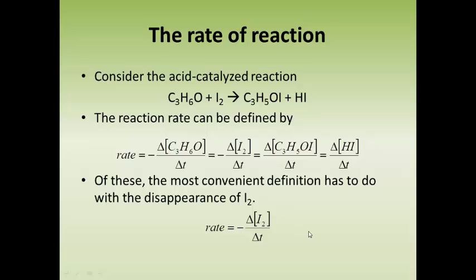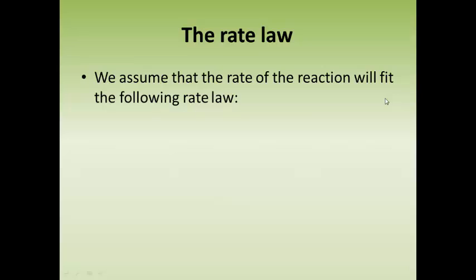The rate law, then, we can determine by measuring the rate of the reaction and assuming a form and seeing if, in fact, the data supports the form that we have assumed. So the form that we'll assume is that the rate of reaction is proportional to the concentration of acetone raised to the mth power times the concentration of iodine raised to the nth power times the concentration of H plus raised to the pth power, where m, n, and p are the order of the reaction with respect to acetone, iodine, and H plus respectively.